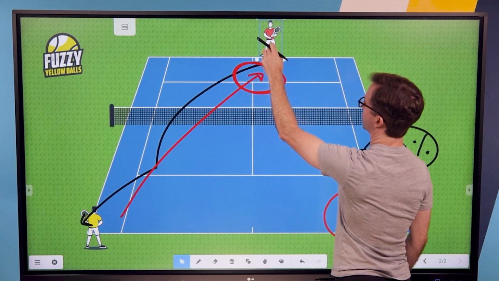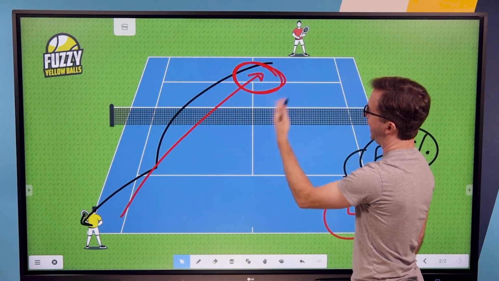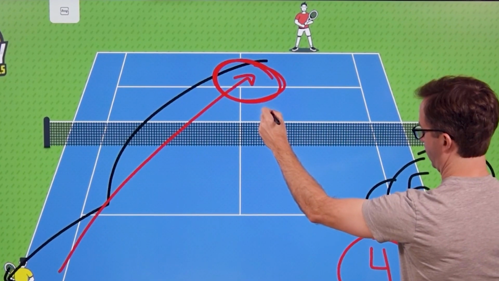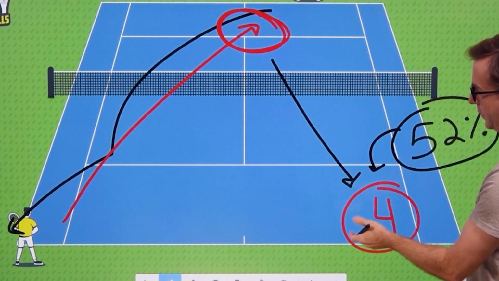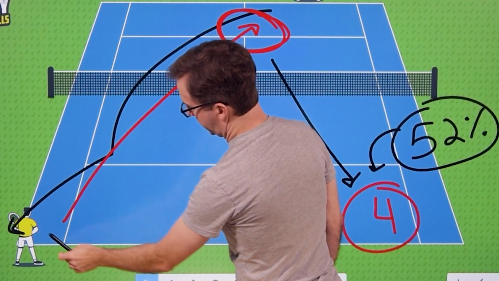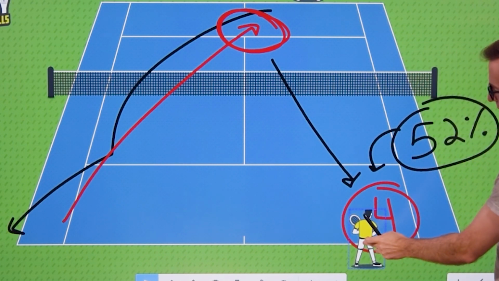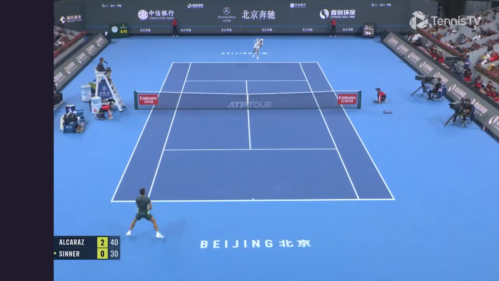here, the server is going to be able to run around that and upgrade to a forehand, and then they're going to hammer the forehand to 4 over here and make the returner run all the way across the court to hit a running forehand.